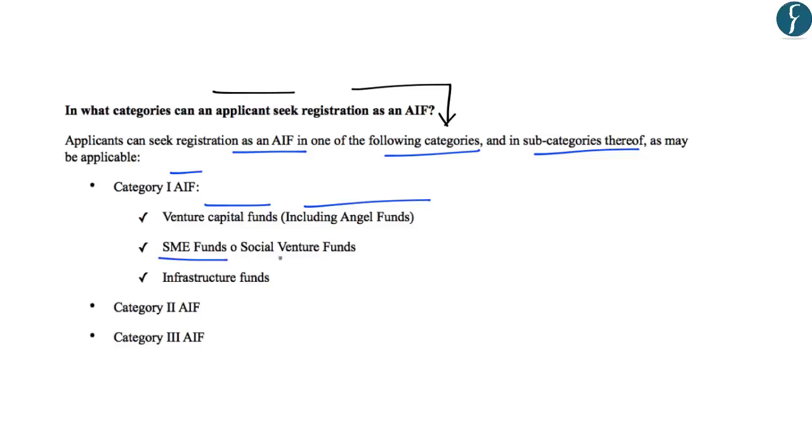Second, SME funds or social venture funds and infrastructure funds. Then it talks about Category 2 AIF as well as Category 3 AIF.